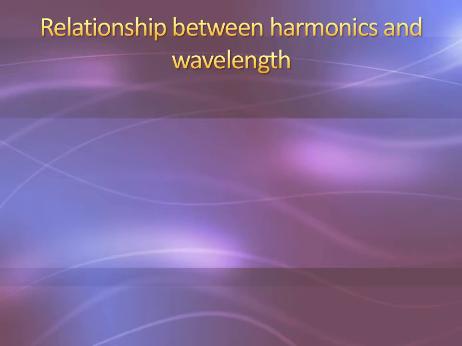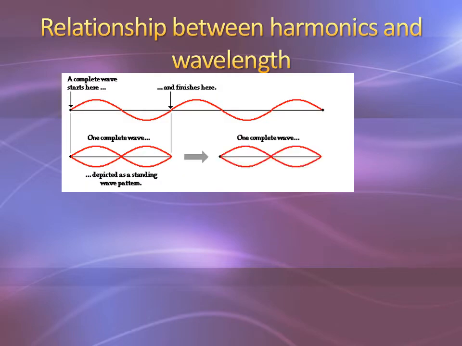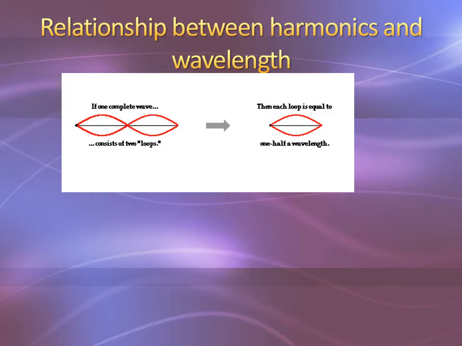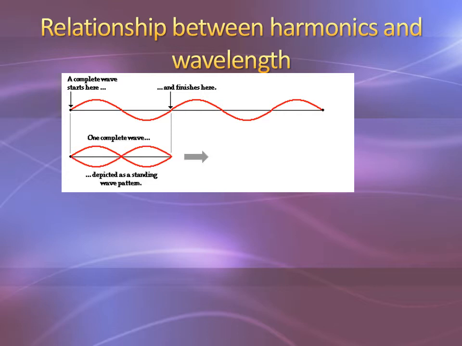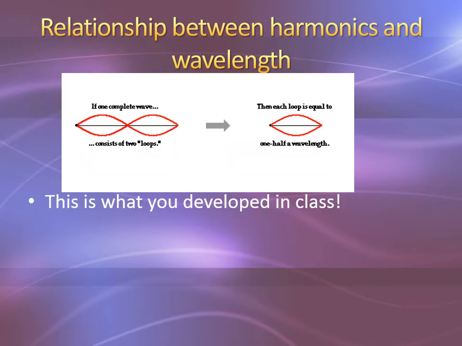So in summary, the relationship between harmonics and wavelength looks like this. So one complete wave has two loops, if you have one wavelength in your standing wave. And each of those loops is a half wavelength, and I'll let that play through a couple of times. And so that's hopefully what you developed in class.